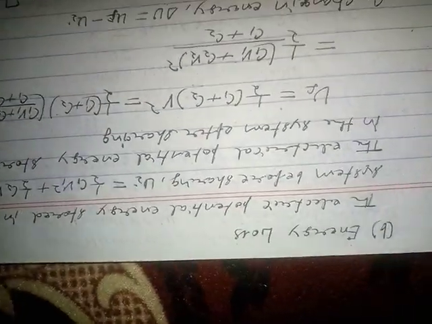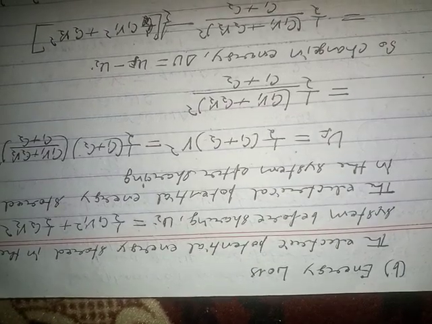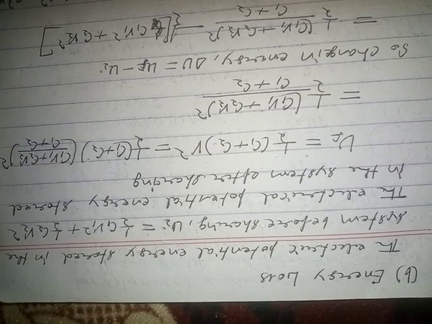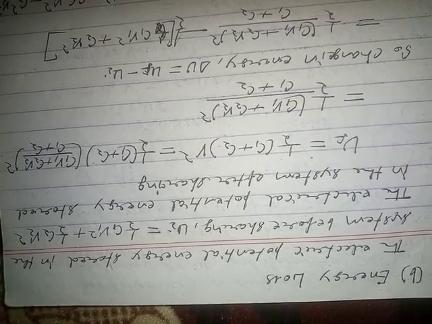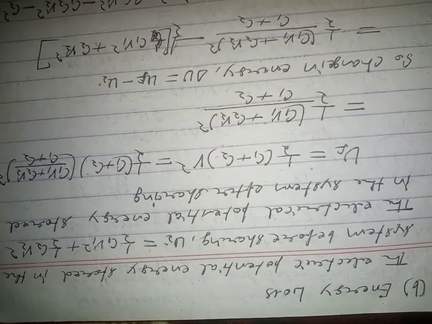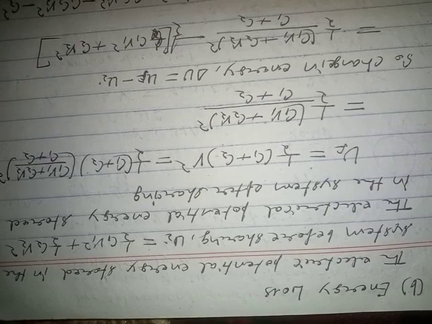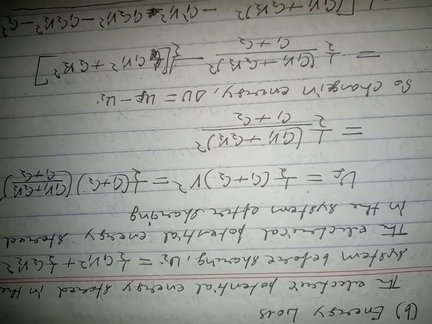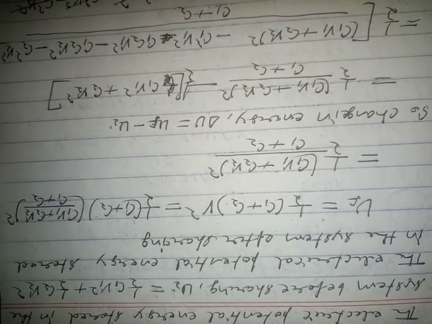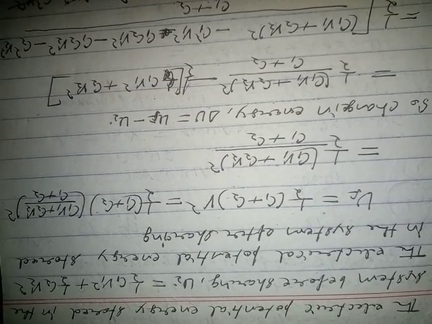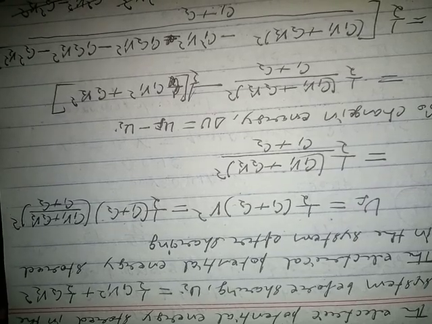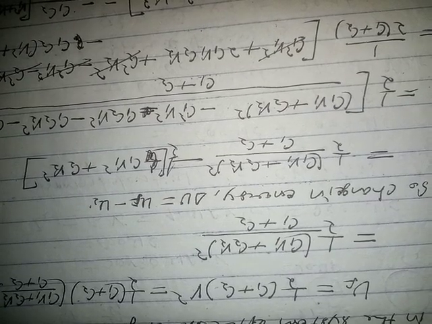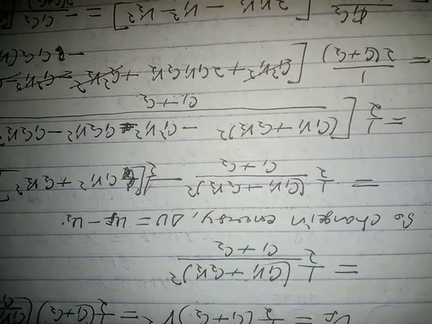Third, energy loss due to sharing. The electric potential energy stored in the system before sharing, Ui, equals 1 by 2 C1 V1 square plus 1 by 2 C2 V2 square, and the electric potential energy stored in the system after sharing, we have Uf equals 1 by 2 into C1 plus C2 into V square equals 1 by 2 into C1 plus C2 into C1 V1 plus C2 V2 by C1 plus C2 whole square equals 1 by 2 into C1 V1 plus C2 V2 whole square by C1 plus C2.